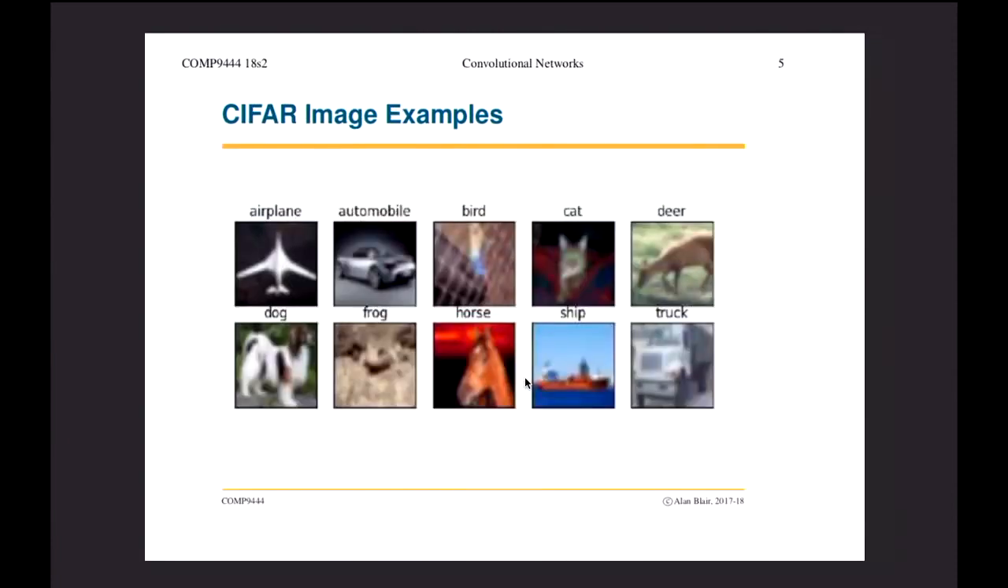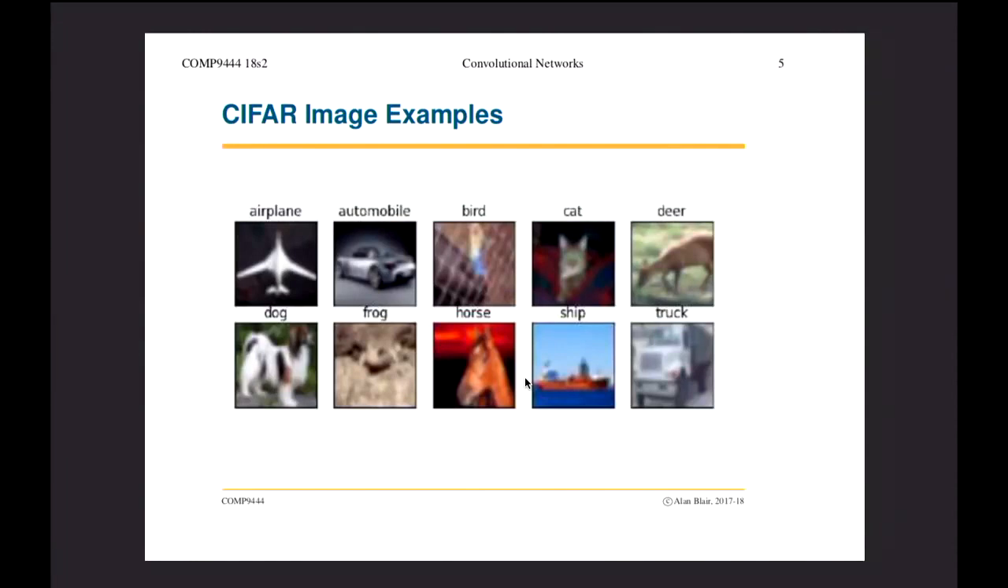Then there's a larger data set that's called ImageNet. And ImageNet, instead of 10 classes, it has 1,000 classes, and it has 1,000 images in each class. So there's 1 million images altogether and 1,000 different classes. So that's the kind of serious industrial-sized data set.